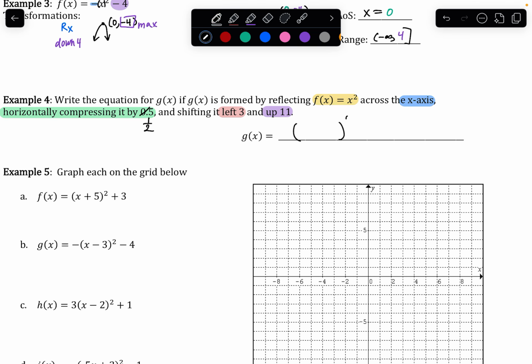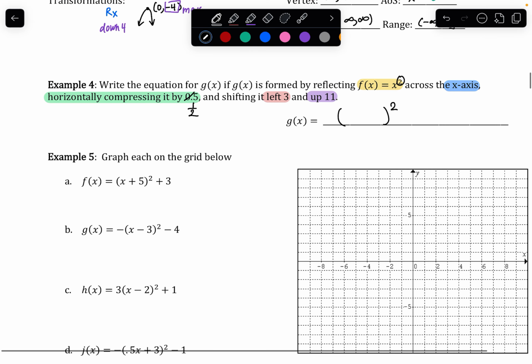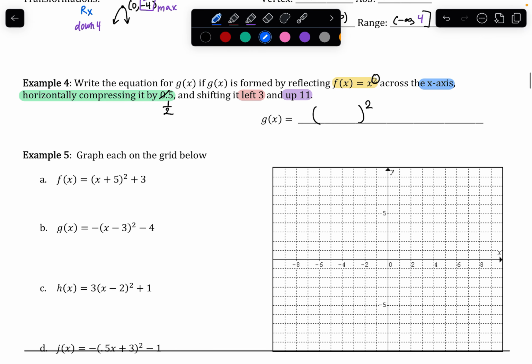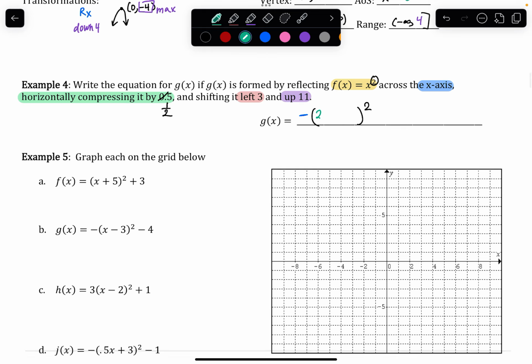Okay, and so when we write our equation, we need parentheses squared. The parent function is squared. That's not a transformation. That's just the parent function we're dealing with. So don't forget your square. You'll lose points for that. Okay, and so we're reflecting across the x-axis. We need the negative outside. Horizontal compression by 1/2 would put a 2 inside the square.